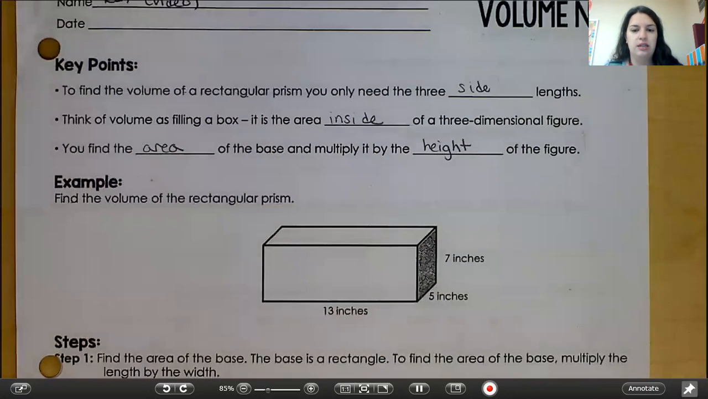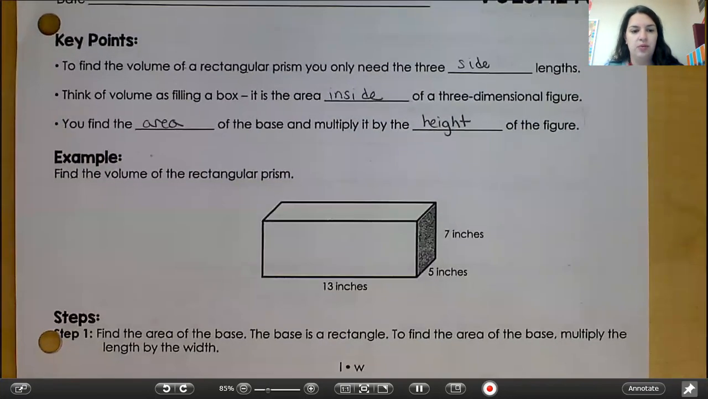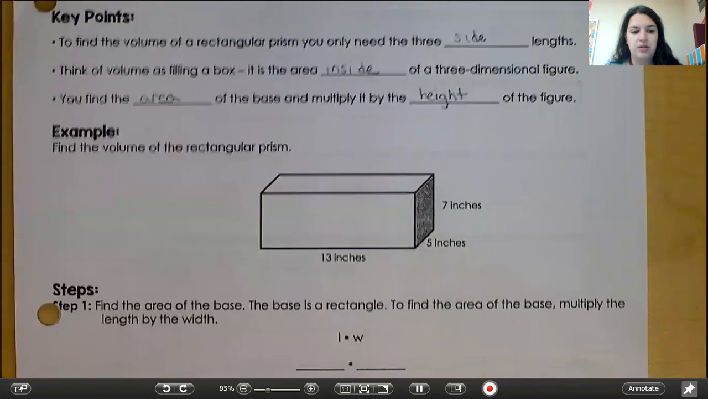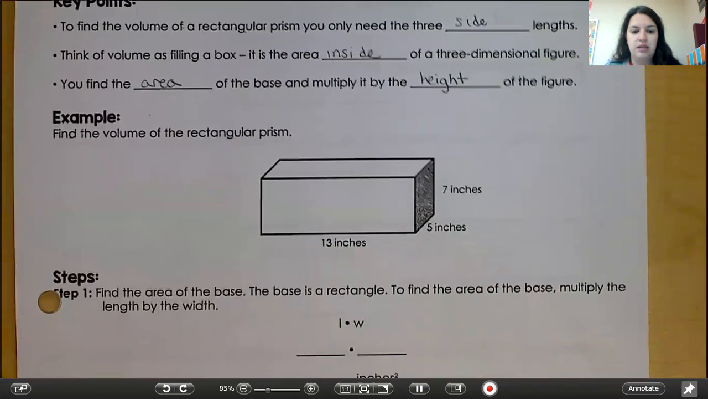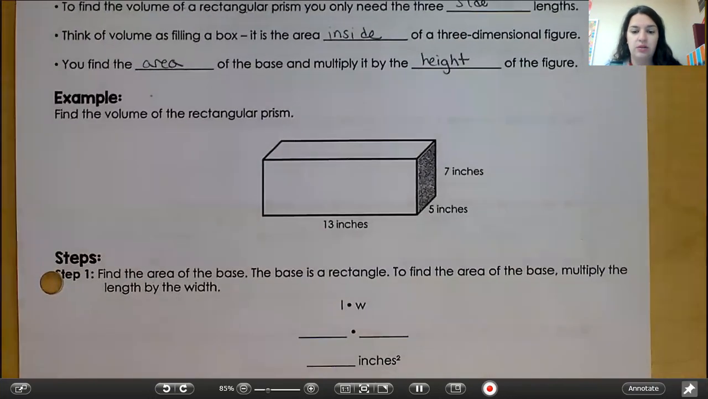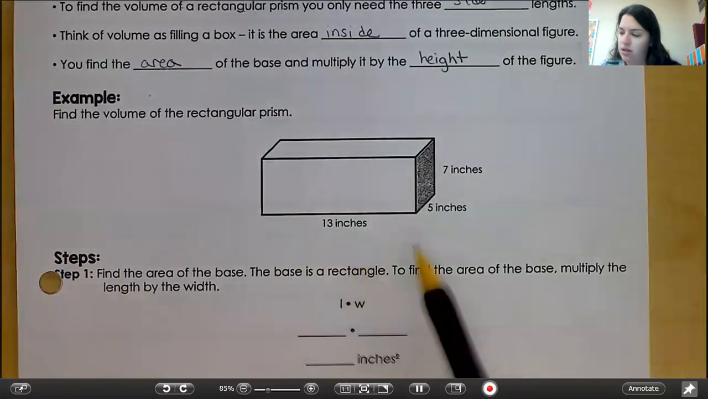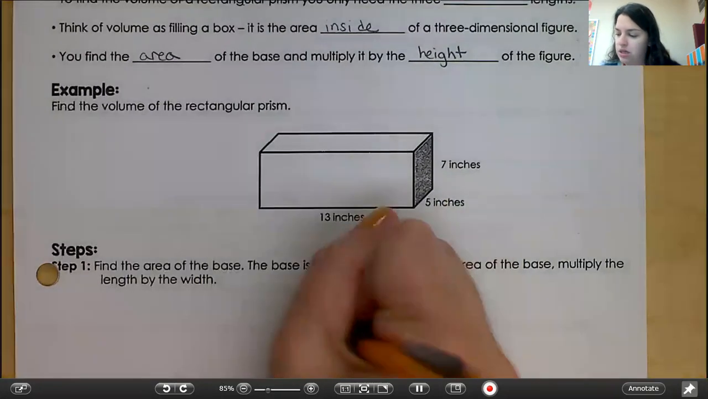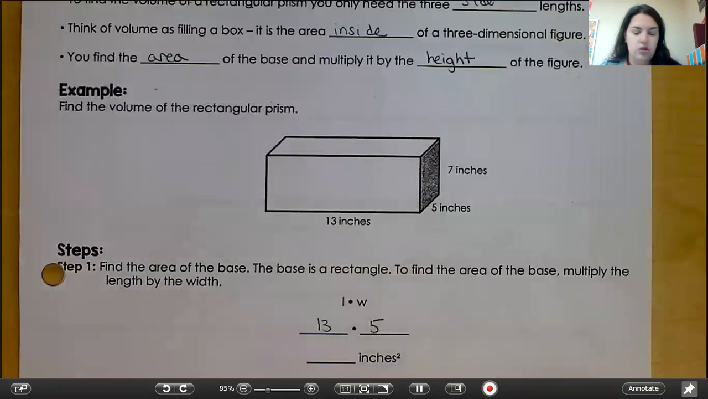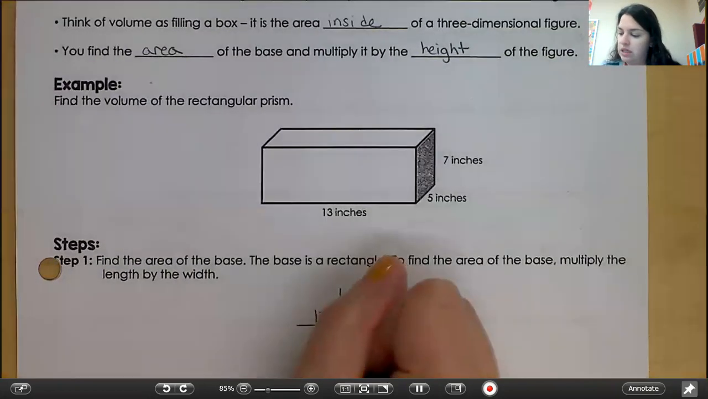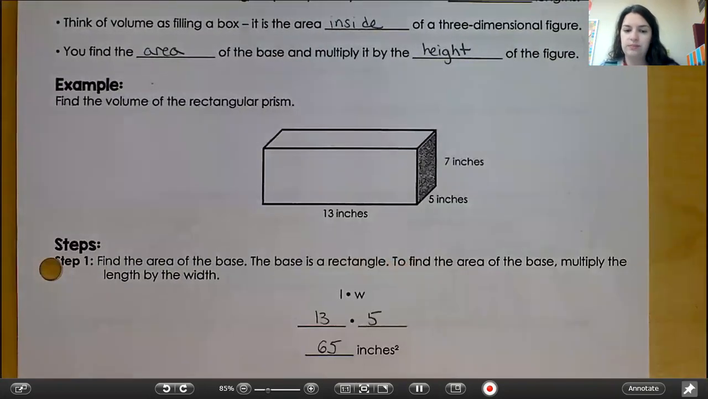So let's take a look at an example. Find the volume of the rectangular prism. Steps. Find the area of the base. The base is a rectangle. To find the area of the base, multiply the length by the width. So we have our length times our width. So 13 times 5 is 65 inches squared.